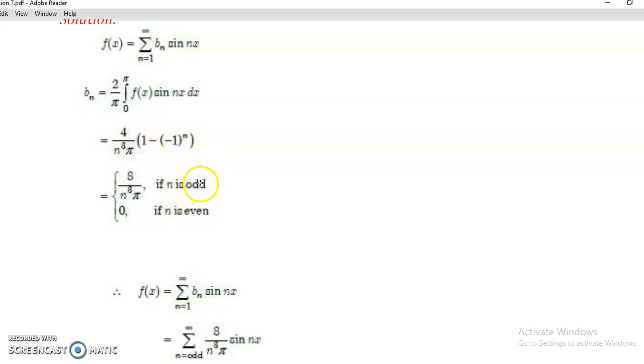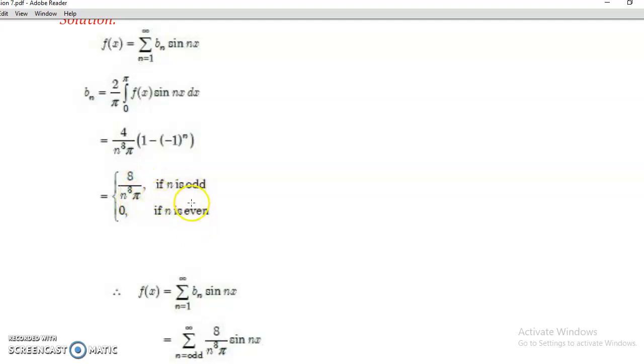If n is an odd number, for example, you just take n equal to 1 here. If n equal to 1, this minus should be retained, which means minus minus plus, so 1 plus 1 is going to be 2, 4 2s are 8. So if n is an odd number, the function is 8 by n cube pi.